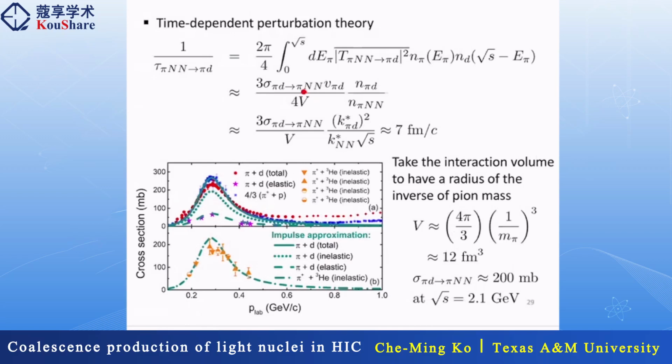Unfortunately, that one, depending on a volume, I can relate it to the annihilation cross-section for deuteron, but relate to the volume, because in the cross-section you need the wave function normalizations. So if I take the inverse of the pion mass as the radius, I get a volume of about 12 cubic Fermi. Then I use this cross-section, pi d is huge, here 200. So I put that back in, I get 7 Fermi over c.